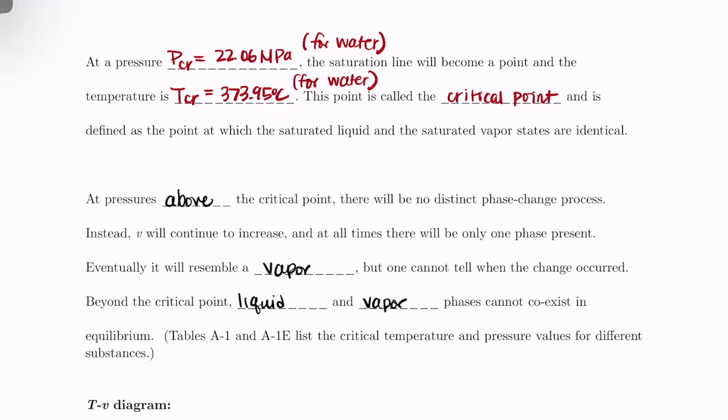And then, oh, this is just a reference. So everything that I'm showing you, all the tables I'm showing you in these notes are the tables for water. Appendix A1 and A1E, depending on what units you want, list critical temperatures and pressure values for substances that are not water for reference. Any questions on this so far? Okay.